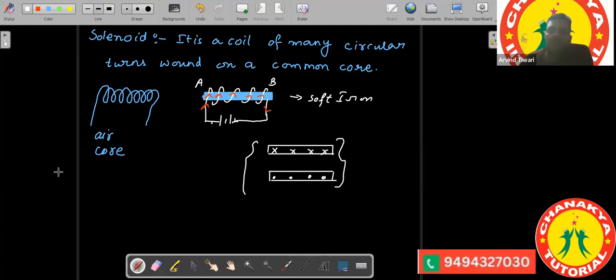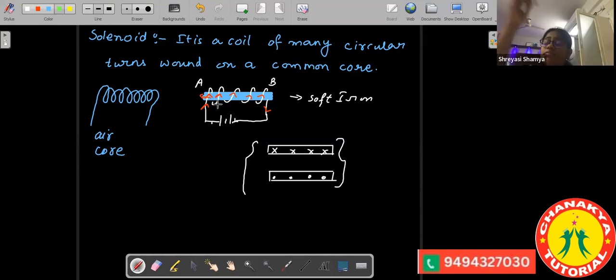So if you observe, hold just this portion of the wire in your right hand, like this. You will observe over here that your folding fingers are pointing from B to A. In this direction they are pointing.